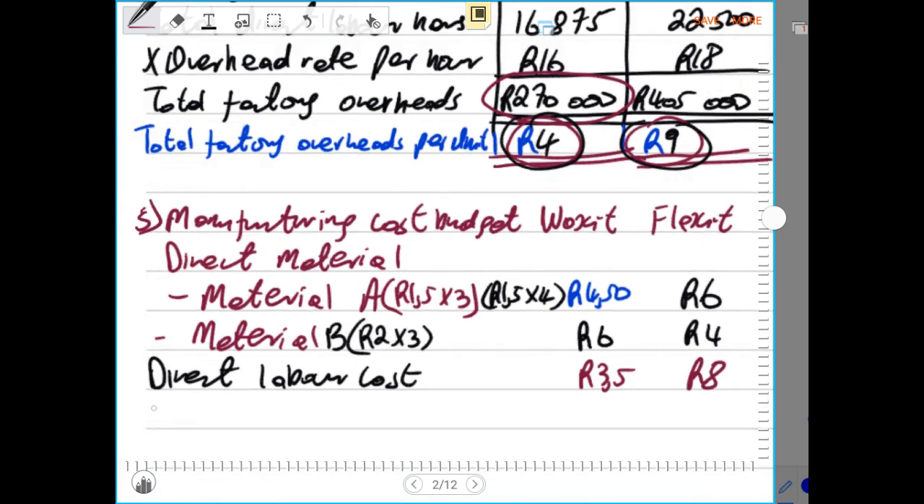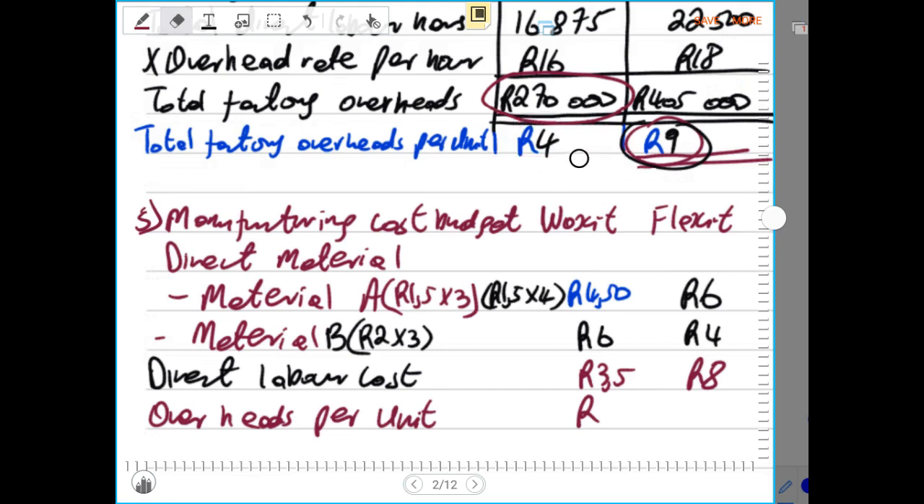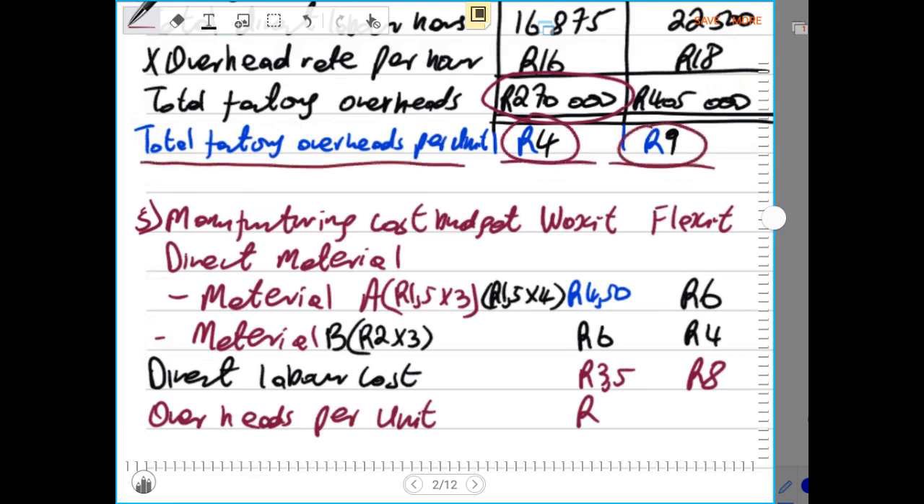Then after, we add our overheads per unit, because our overheads per unit were already calculated in the above calculations. Overheads per unit was 4 rand and 9 rand, and I've shown you that total factory overheads was 4 rand and 9 rand for product worksheet and flexit respectively. So it will be 4 rand and 9 rand respectively, and we record the 9 rand.